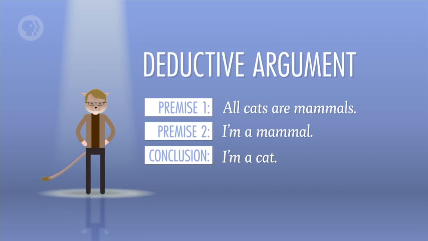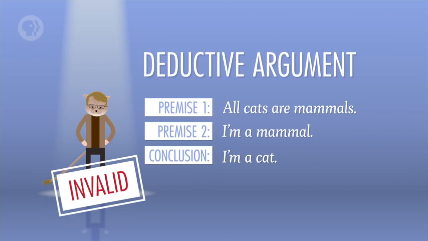As much as part of me would like to be my cat, this is invalid because the conclusion doesn't entail from the premises at all. I mean, all cats are mammals, but all mammals aren't cats, which means there are such things as non-cat mammals, which I am just one example of.